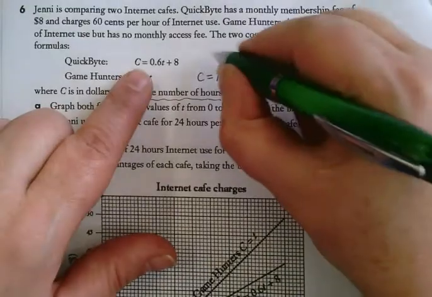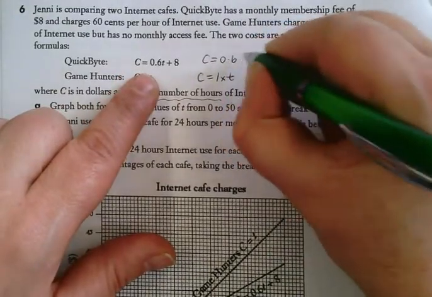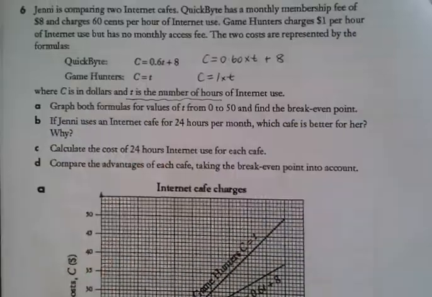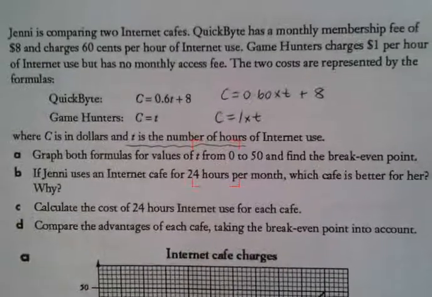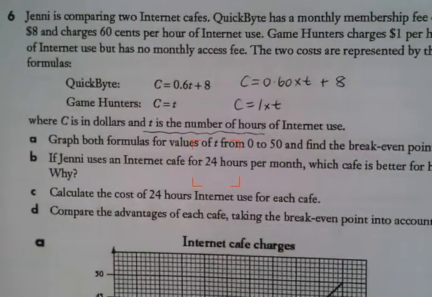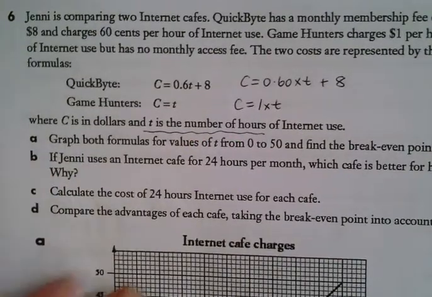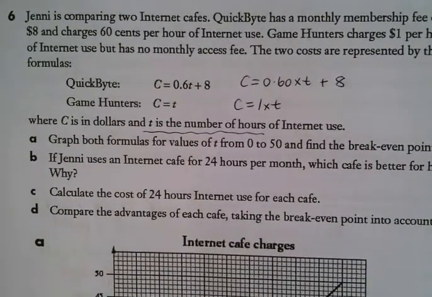And this one is 0.60 times T plus the $8. Okay, that's how they get those. Now, sometimes they might ask you, I think in one of the HSC questions we're going to do, they ask you to write your own formula. Now, it does ask you to graph them, but I already did them.